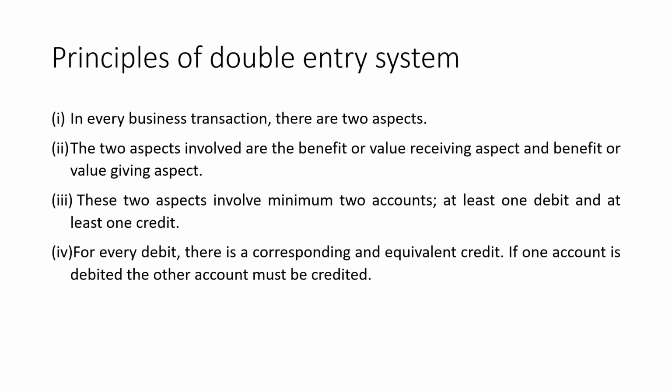The principle of the double entry system is that in every business transaction there are two aspects: the benefit or value receiving aspect and the benefit or value giving aspect, that is, either receiving or giving. These two aspects involve two accounts, one debit account and another credit account. For every debit there is a corresponding and equivalent credit. If one account is debited, the same amount should be credited to the other account.